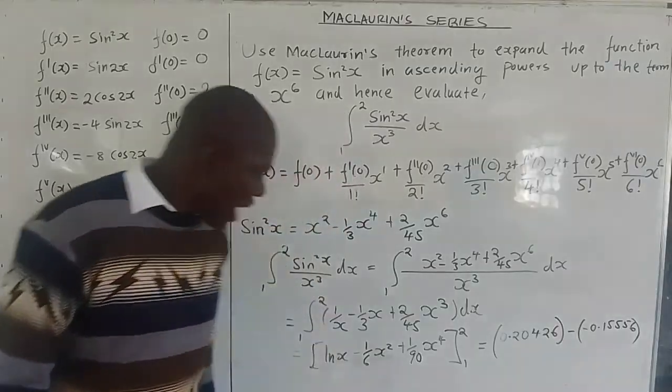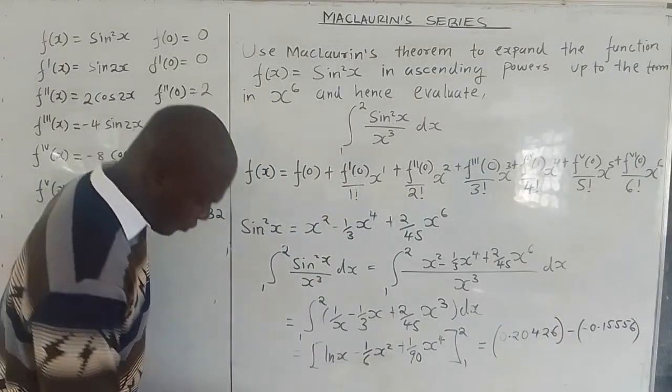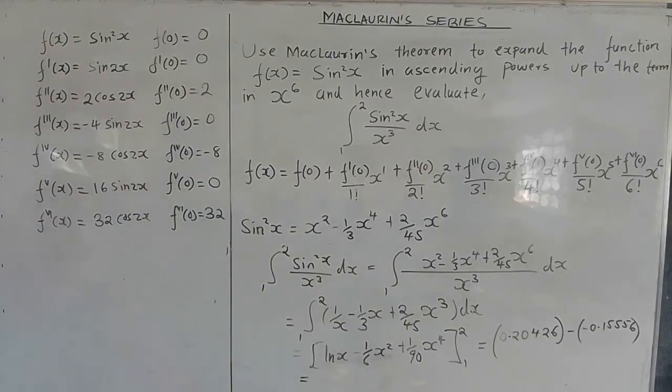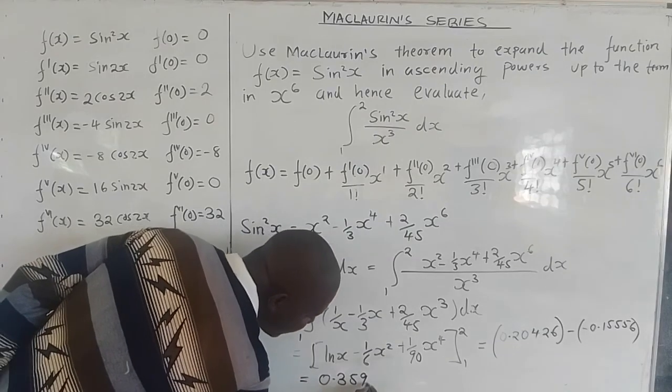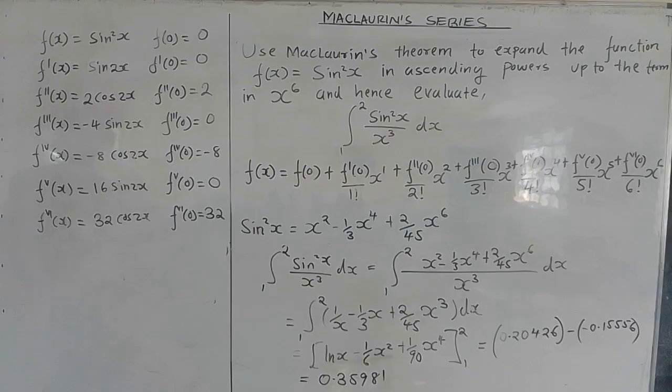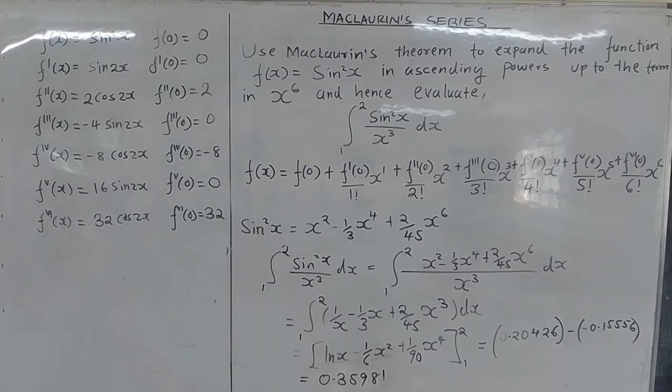So this and that, what do you get? 0.20426 minus negative 0.15556. What do you have? 0.35981. Are we together? And you have evaluated that integral.